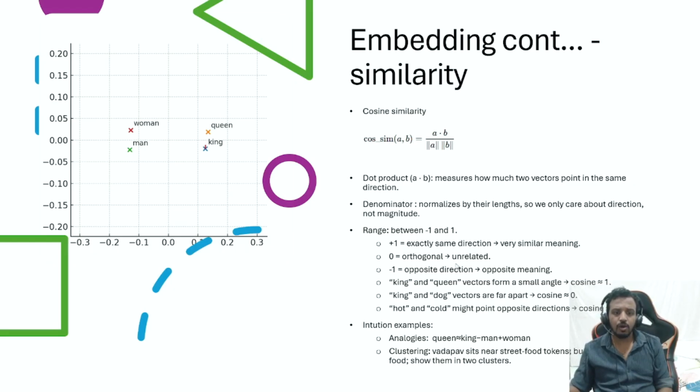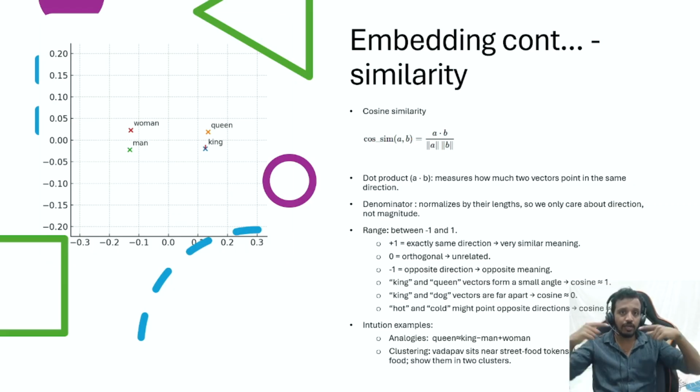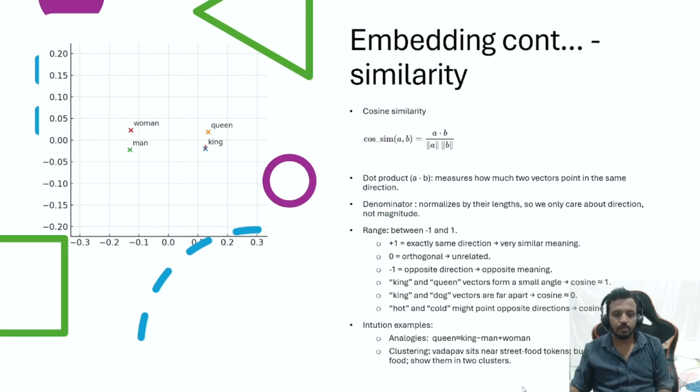When it is orthogonal, the cosine is 0, which means it's unrelated. So if I say king and dong, the cosine should be 0. Similarly, opposite direction means opposite meaning, so this will be 180 degrees. Hot and cold, the cosine would be -1, meaning they are related but in exactly opposite directions. These are some of the examples, and this was the analogy I was talking about. King is to queen, how will I get it? From king I would subtract man and add woman, and I should get queen.